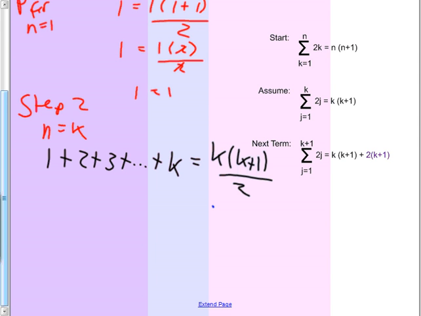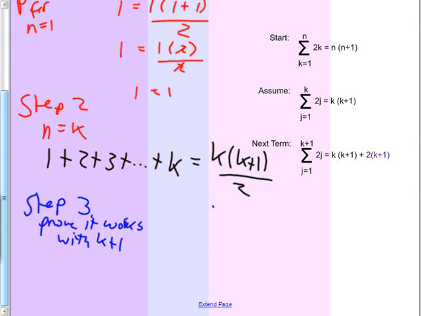Mr. Y, tell me what to do. Just generally, what is step 3? Prove it works with k plus 1. That's the next term.